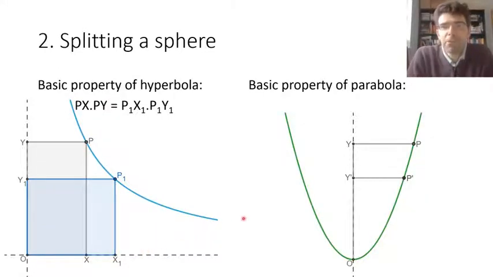Secondly, we need a basic property of a parabola. Say we've got a vertical axis of symmetry, then the square of the horizontal distance from the parabola to the axis is a constant multiple, a kind of coefficient if you like, of the vertical distance along the axis.